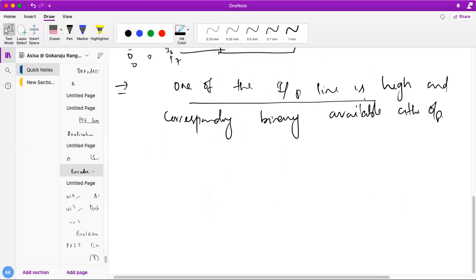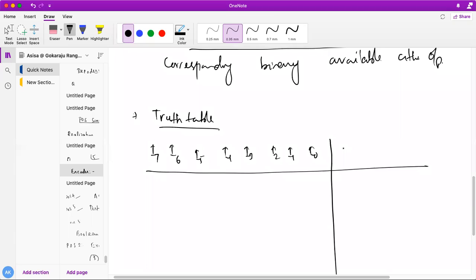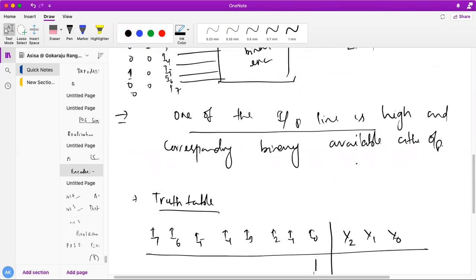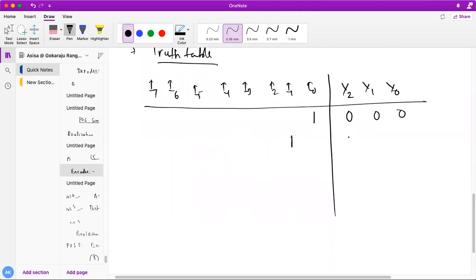So see here how the truth table will work. It's very simple. It has 8 inputs: I7, I6, I5, I4, I3, I2, I1 and I0. And what output can I expect here? The output will be a 3-bit binary, Y2, Y1 and Y0. First, let's say I0 is 1. Obviously I will get 0, 0, 0 as the binary code. Next, I1 is the high input line, so at that time I expect the output to be 0, 0, 1, and the other bits are 0, students, don't worry.